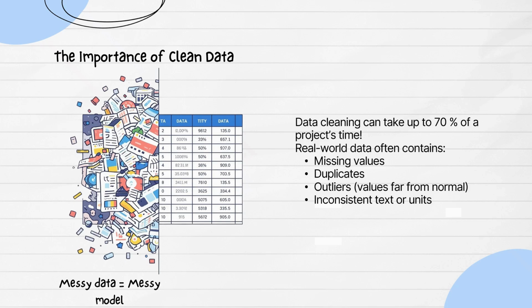Here is something most beginners underestimate. Data cleaning can take up to 70% of a project's time. That's because real world data often has missing values, duplicates, outliers, inconsistent text, or measurement units. We'll fix each of these in the next lesson. But for now, just remember, messy data equals messy model.